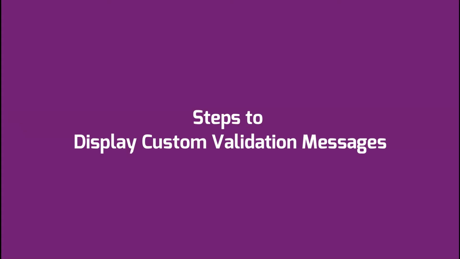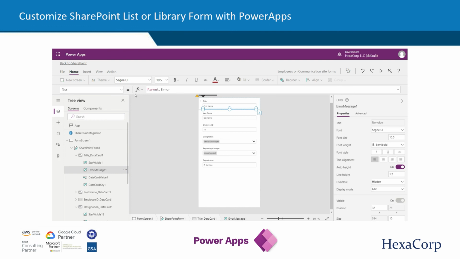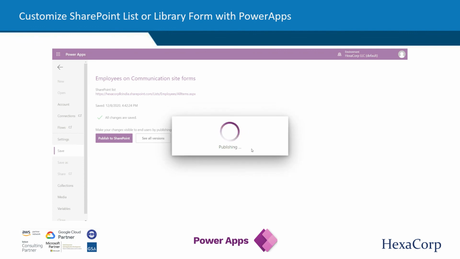To display custom validation messages for the required fields, select your error message label and add the expression: If(IsBlank(Parent.Error), "Title is mandatory") in the Text property. Once completed, click on Save, then Publish to SharePoint.